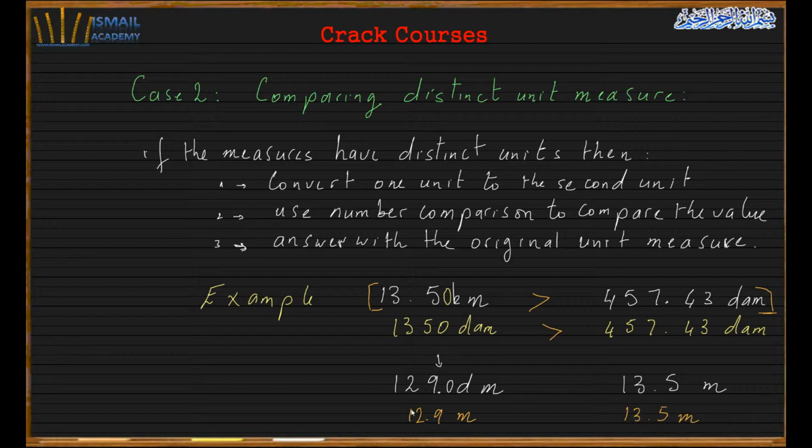So the 1 and 1 are the same. 2 is less than 3, that means this one is smaller. This is less than that one, that means my answer will be this. This means 129 decimeter is less than 13.5 meter. So this is another example where we convert from smaller to higher, and here I showed you how to convert from higher to smaller. So the choice is yours. Whatever suits you, do it. It's your choice.